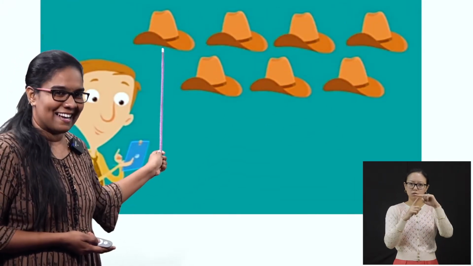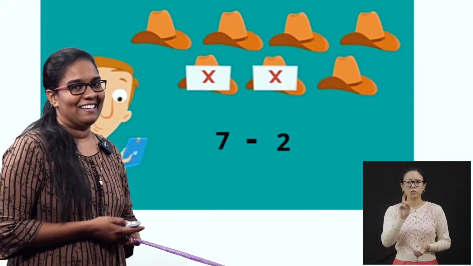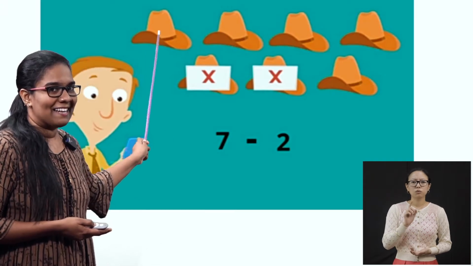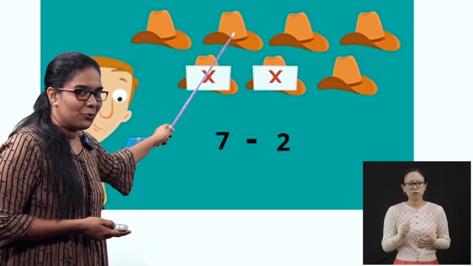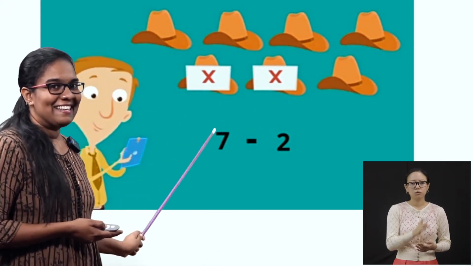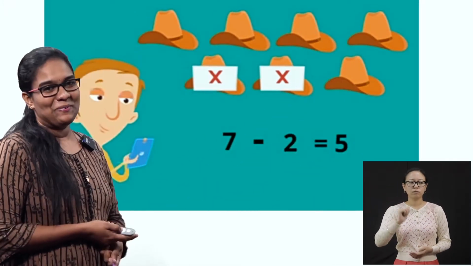Yes. Then one more. Count. How many hats are here now? 1, 2, 3, 4, 5, 6, 7. Right? Now we are going to take away 2 hats from here. Then tell me, how many hats are remaining? 1, 2, 3, 4, 5. That is 7 minus 2 is equal to 5.